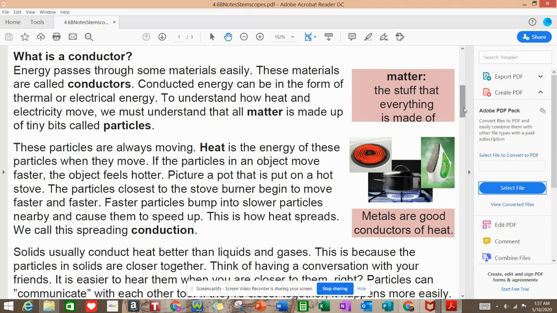To understand how heat and electricity move, we must understand that all matter is made up of tiny bits called particles. These particles are always moving. Heat is the energy of these particles when they move. If the particles in an object move faster, the object feels hotter. Picture a pot that is put on a hot stove. The particles closest to the stove burner begin to move faster and faster. Faster particles bump into slower particles nearby and cause them to speed up. This is how heat spreads. We call this spreading conduction.